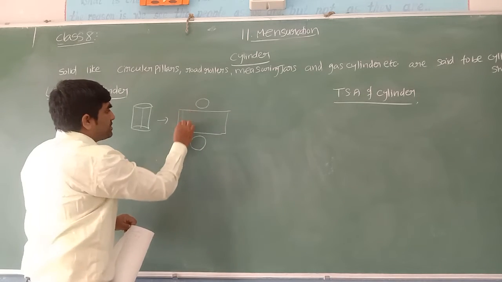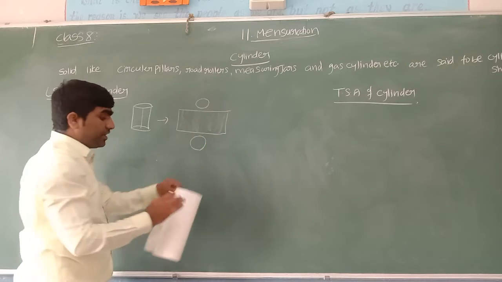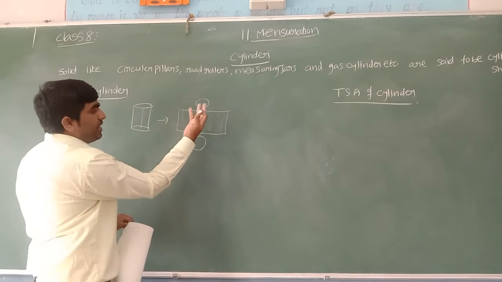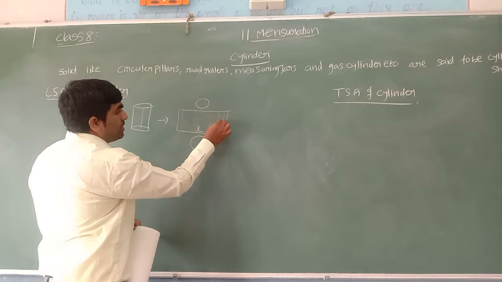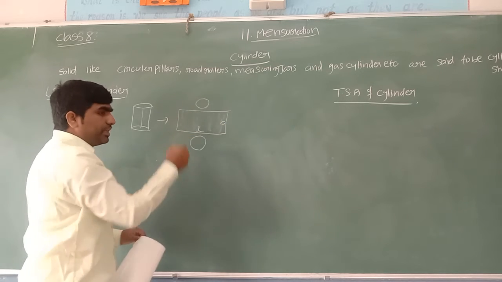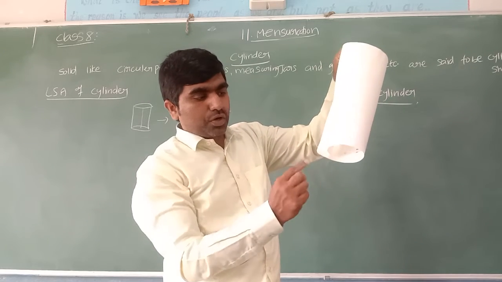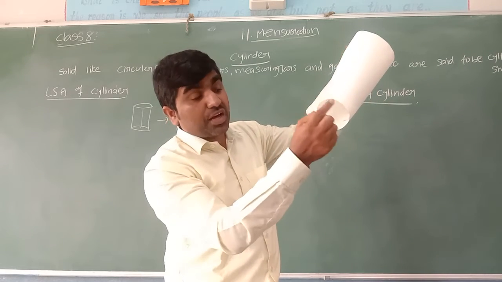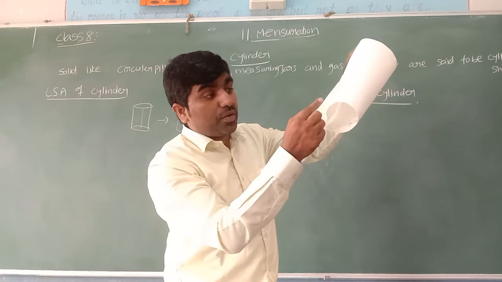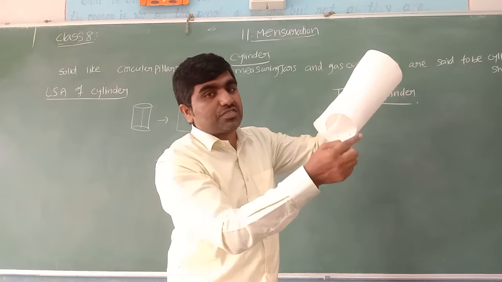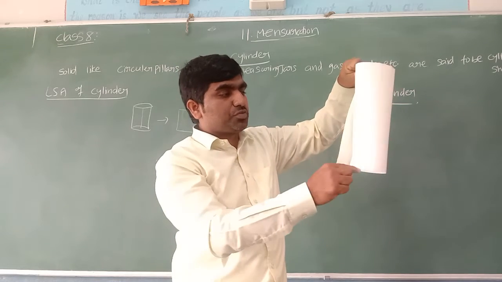Now we have to find this area. This is nothing but the curved surface area of the cylinder. So how can I find this area? In a rectangle, area is length into breadth. But what is the length? Let us see once again. What do we call this portion? Circumference of the circle. What is the formula for the circumference of a circle? 2 pi r. And this is the height of the cylinder.